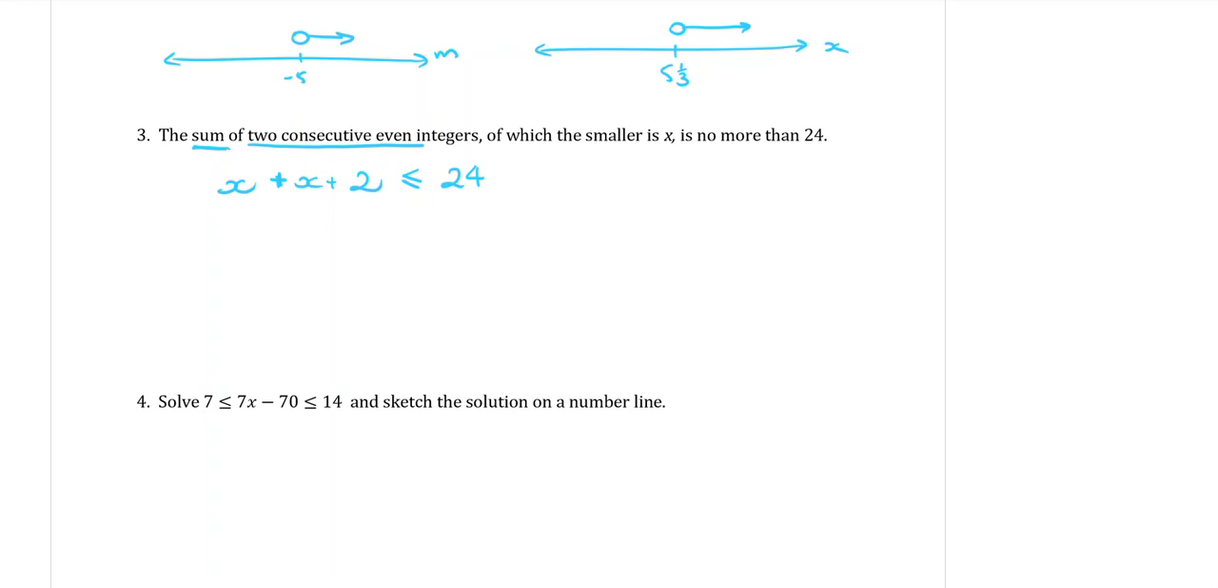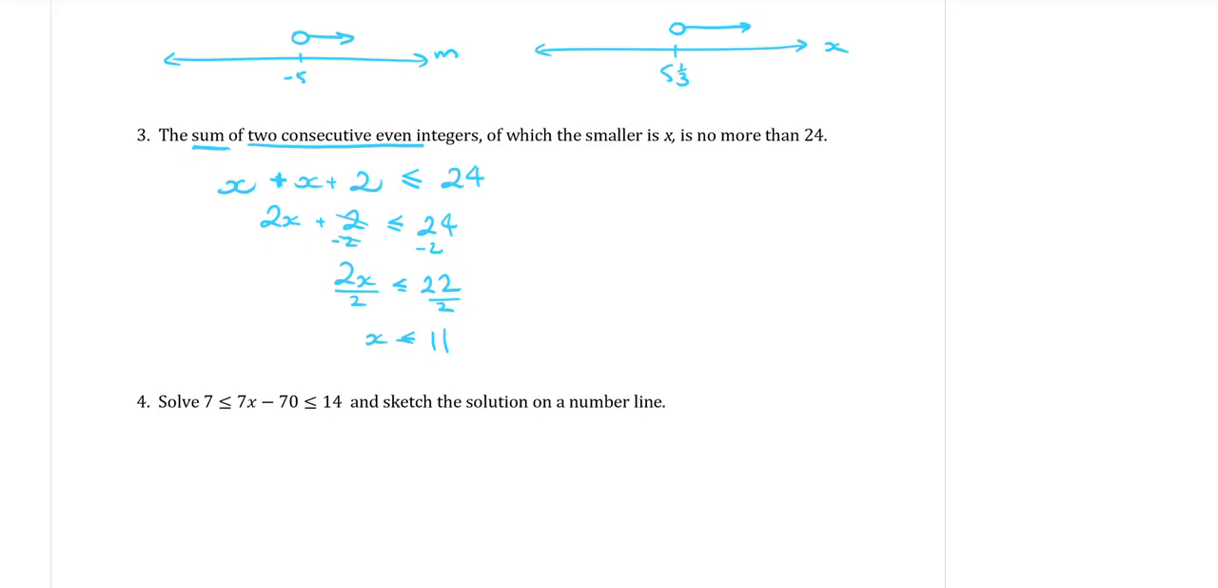Now to solve that, x plus x makes 2x, plus 2, is less than or equal to 24. Minus the 2 away, 2x is less than or equal to 22. Divide by 2 and we get x is less than or equal to 11.